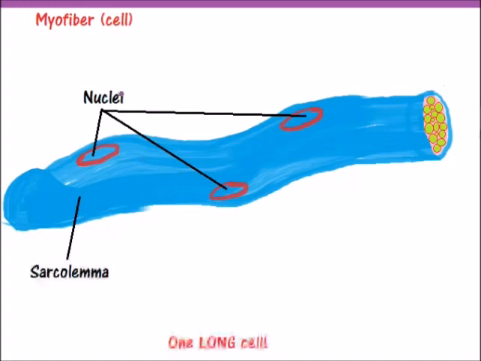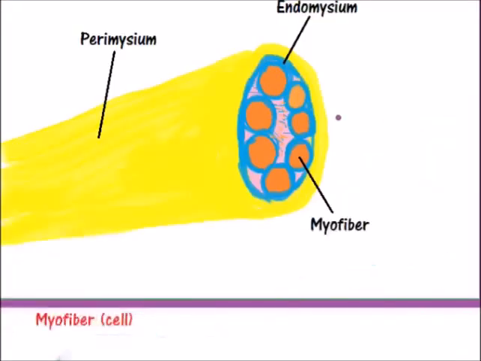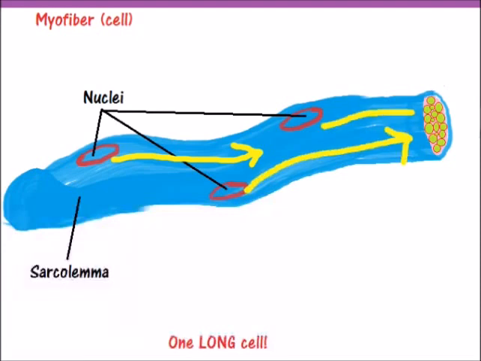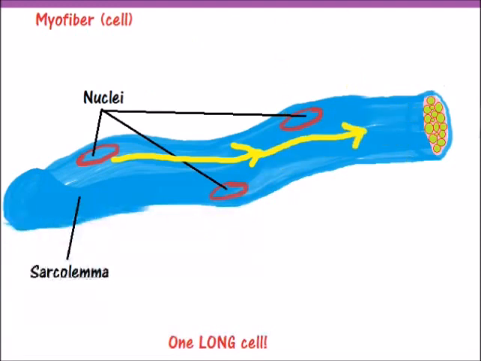So since the myofiber cell is so long, because it's a tube, it has multiple nuclei. These myofibers can be anywhere from a couple hundred micrometers to a couple centimeters long. That is one long cell. So that's why it has to have multiple nuclei, so it can transport proteins easier and faster instead of waiting for just one nucleus to pass proteins all the way down. So that's why it has multiple nuclei.